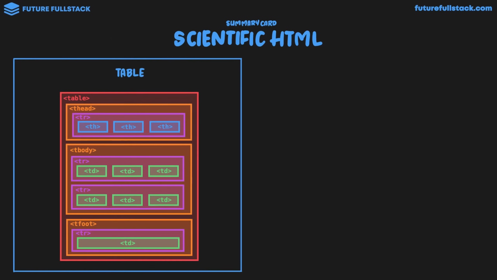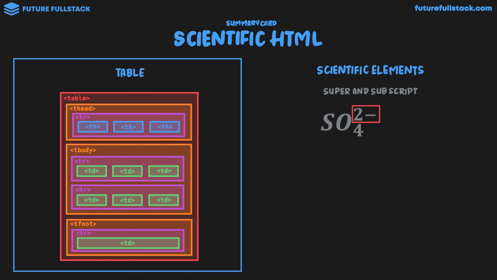So let's finish off the summary card for this topic, scientific HTML. We looked at scientific elements. We first looked at super and subscript. Superscript text appears half a character above the normal line. In this example, the 2- is in superscript. Subscript text appears half a character below the normal line. In this example, the number 4 is in subscript.